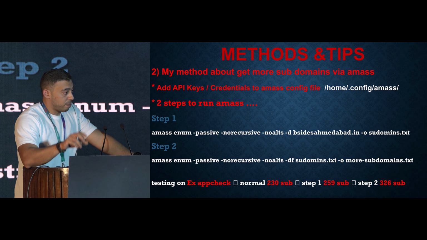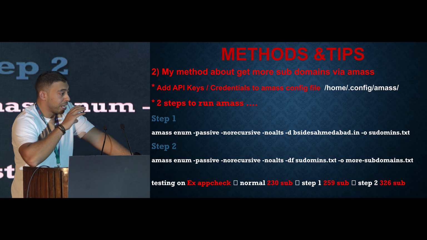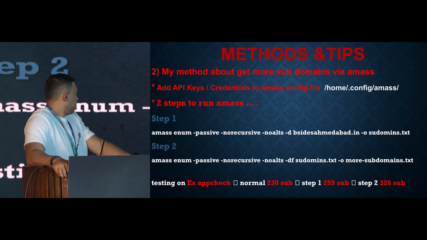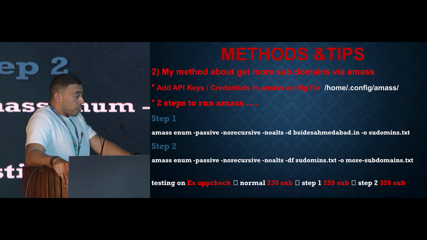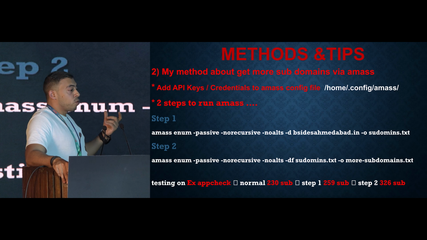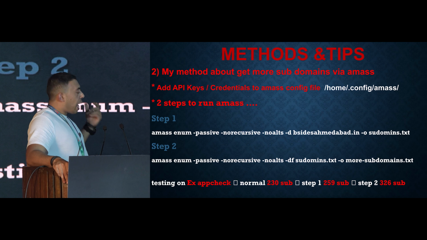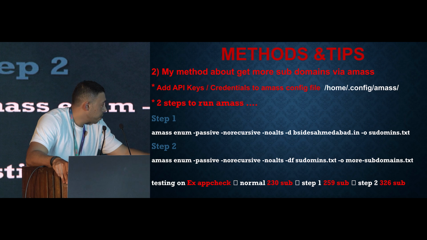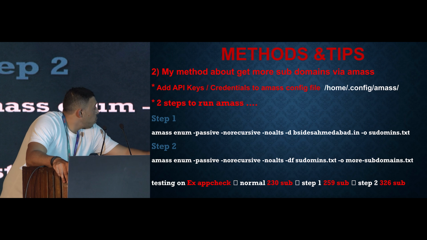But now we have two steps. Step one is to enumerate the normal subdomains for the target domain. The second part: now we have a subdomain list. We run it again by adding -df, not the dash -d. So now we are enumerating subdomains for the subdomain list.